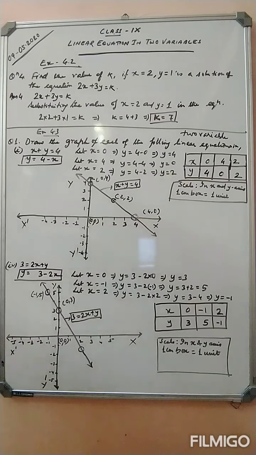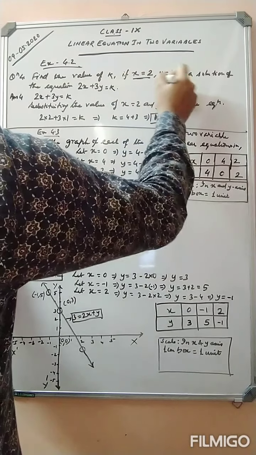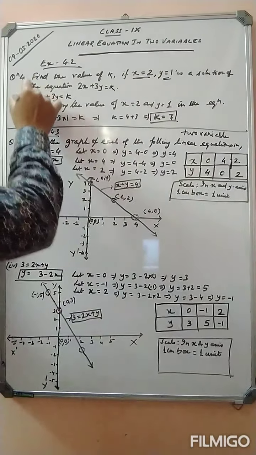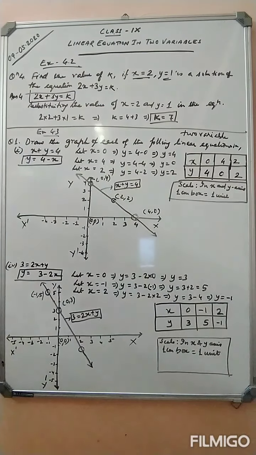Exercise 4.2, question number 4. Find the value of k if x equal to 2, y equal to 1 is a solution of the equation 2x plus 3y equal to k. So first, we are going to substitute the value of x equal to 2 and y equal to 1 in this expression. So 2 into 2 plus 3 into 1 is equal to k. So 4 plus 3 equal to k. So k equal to 7.